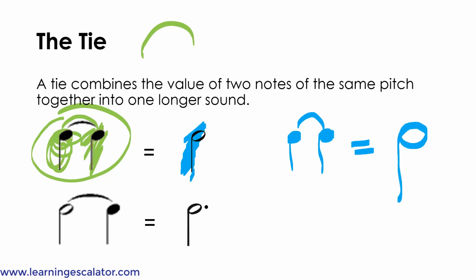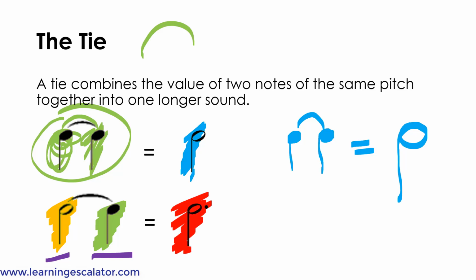Now, the second example is a half note tied with a quarter note. If you add a half note to a quarter note, that's equal to a dotted half note. So if you see a half note tied with a quarter note, then that means hold it as a dotted half note.